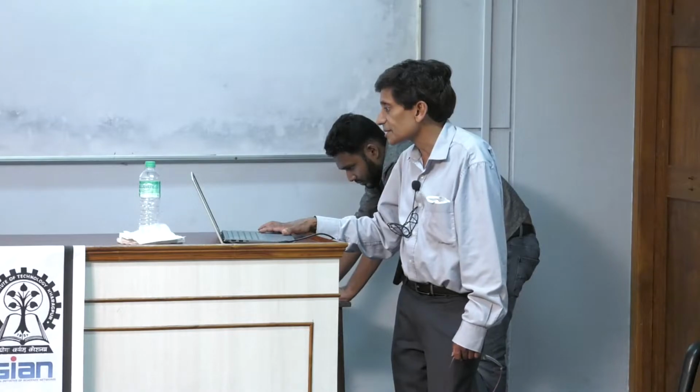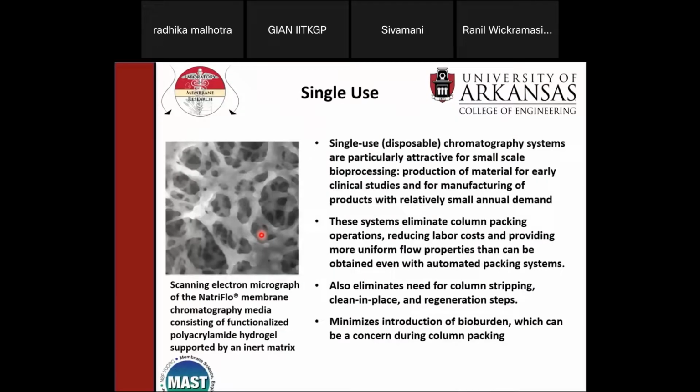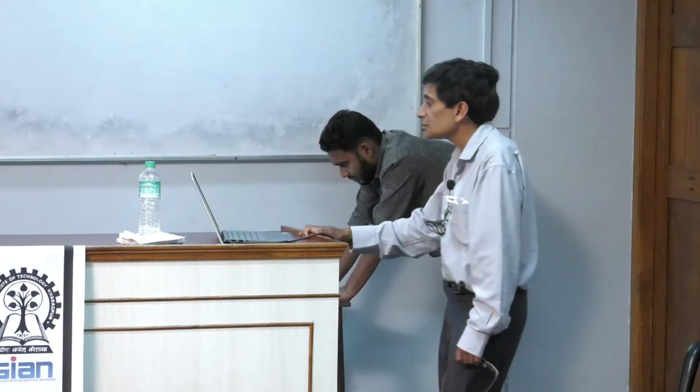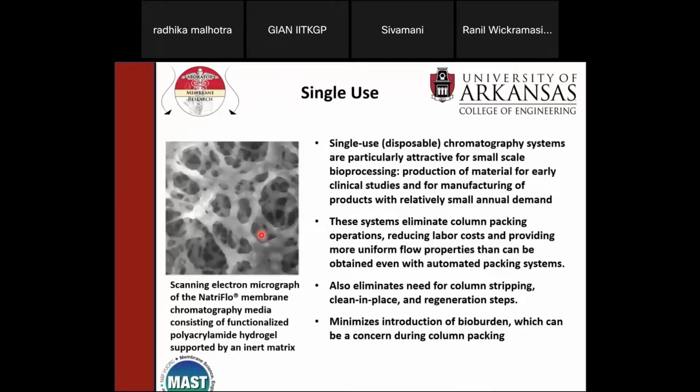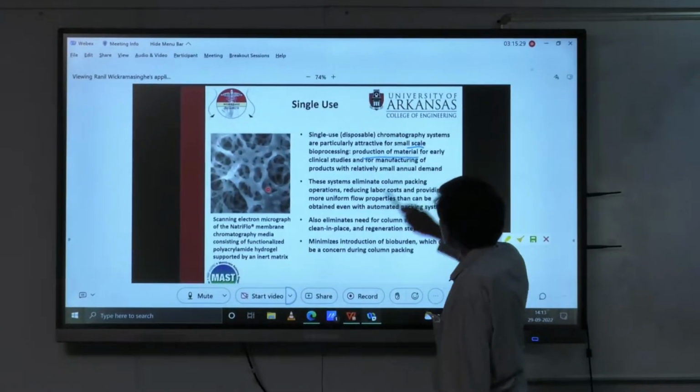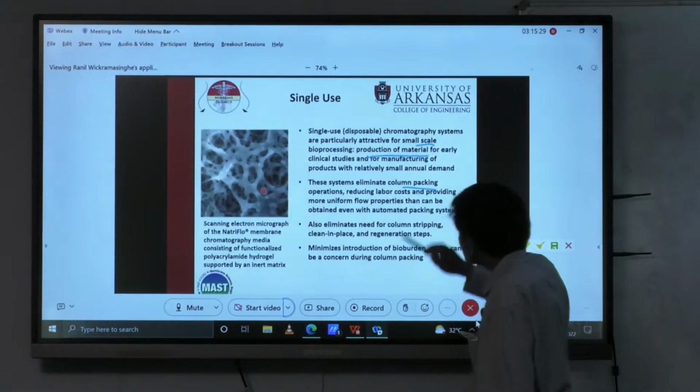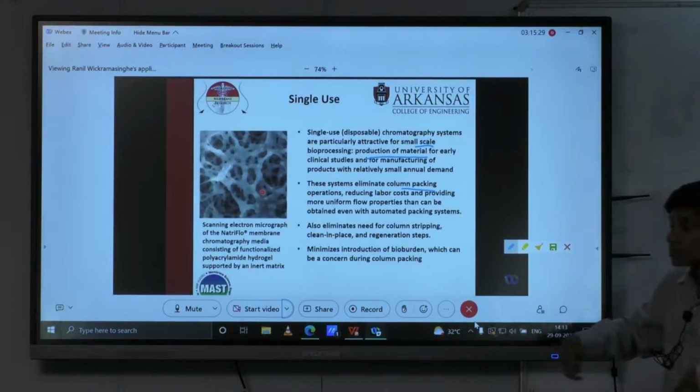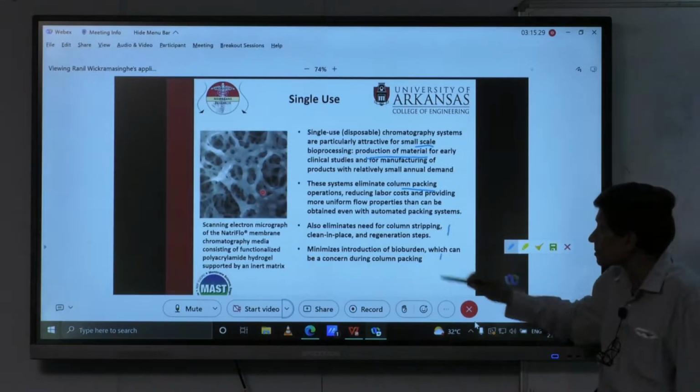And then we talked about bind and elute. We talked about some of these things. And then we got to this point where, yes, we're talking about single-use membrane adsorbers. And I pointed out that actually membrane adsorbers today are used in flow-through mode, and they're all single-use, okay? So everything is single-use, and it's attractive for small-scale bioprocessing. It also eliminates column packing, which is a major issue, especially for big columns. You've got to pack them in a reproducible way. Eliminate the need for cleaning and so forth, minimizes bioburden.